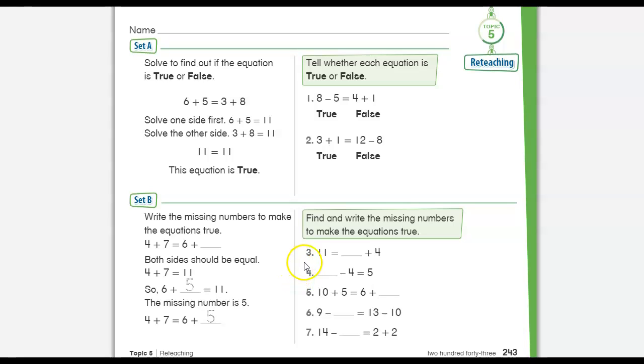So on number 3, we talked about how it says 11 equals blank plus 4. So that means our missing number plus 4 has to equal 11 because we want these equations to be true. So if you want to work on each problem as you go, now is a good time to pause and work on number 3 because I'm about to start talking about number 4.